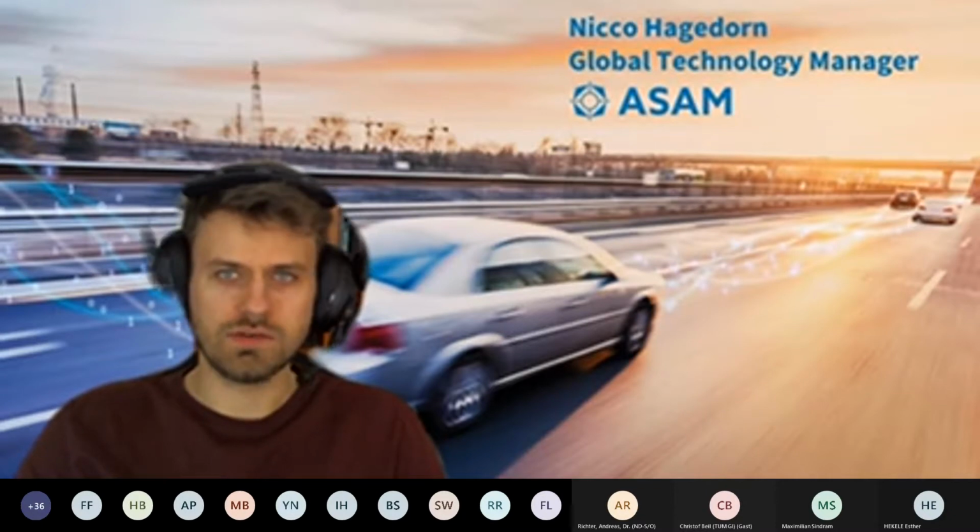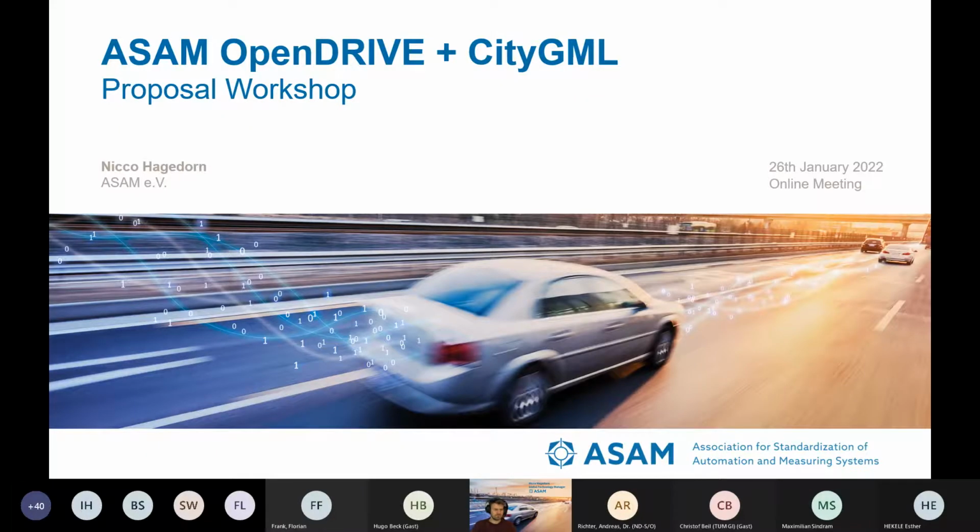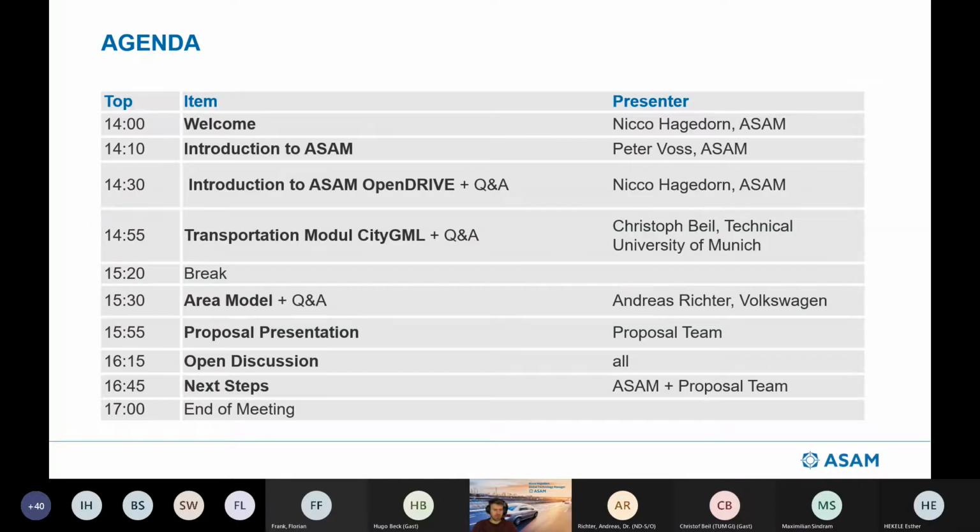So let me share the agenda real quick. To continue with the presentation of the area model by Andreas, and then the proposal presentation. And so we can then jump into the open discussion on how we want to proceed with the project and the proposed content. So then thank you, Christoph, for the intensive presentation, and thanks everyone for the good Q&A session. And then I will see you back in 14 minutes now.